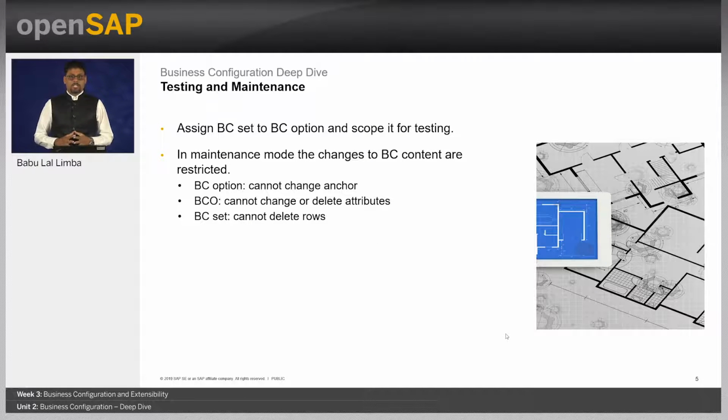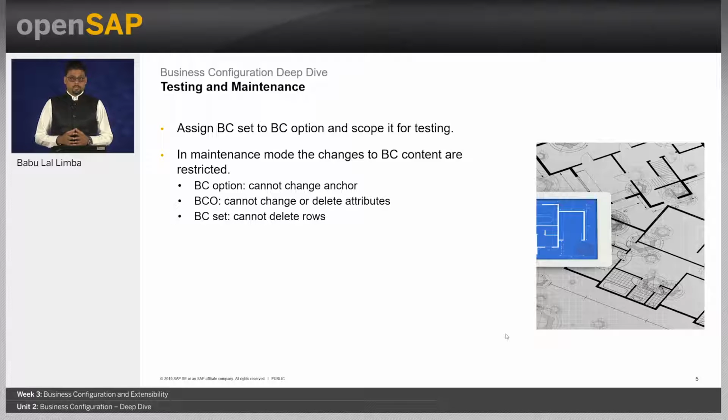Once your business configuration content, BCO, BC set and BC view, are ready, the content needs to be assigned to the business configuration option that we discussed in the last unit, so that the content is available in the tenant when the option is scoped. After assigning the business configuration content to the BC option, scope the option and test your business configuration content.